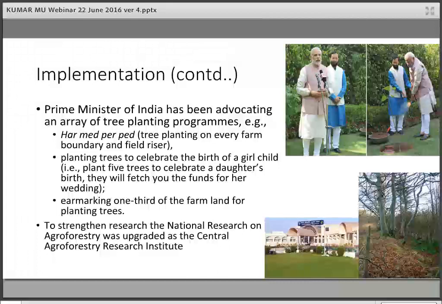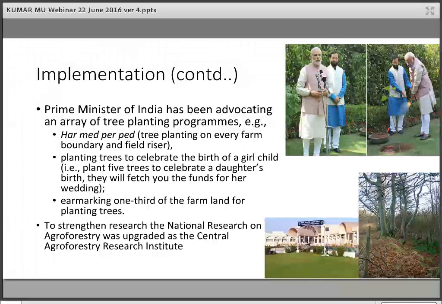The Prime Minister of India has been advocating a slew of agroforestry measures over the past 2 years or so. In a couple of his speeches, he has advocated tree planting on every farm boundary or field risers. In Hindi, this is called Har Med Ped. This is nothing but planting of trees on every farm boundary to augment the tree resources and to provide for environmental services.